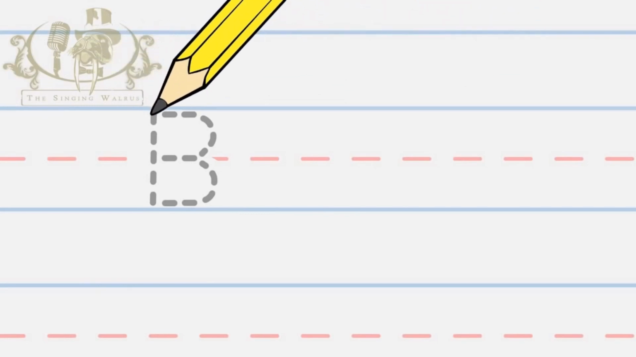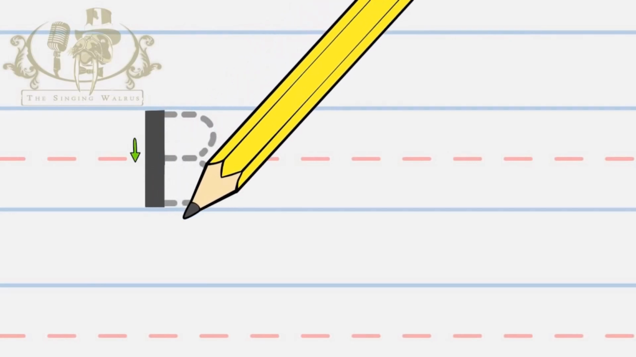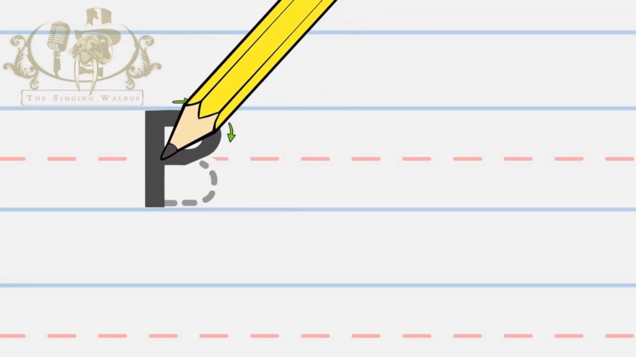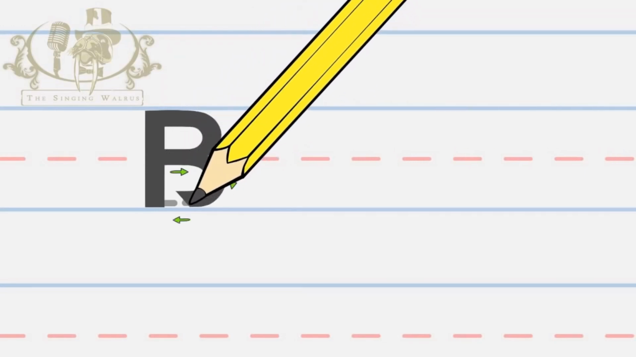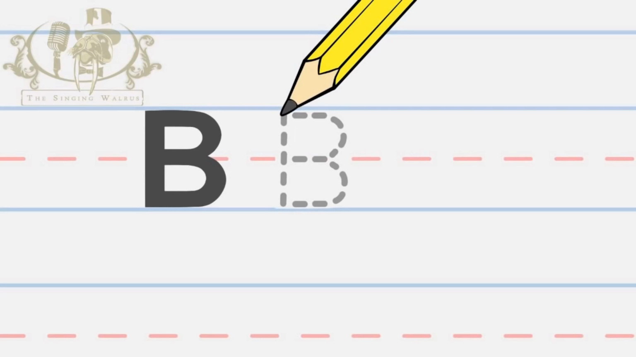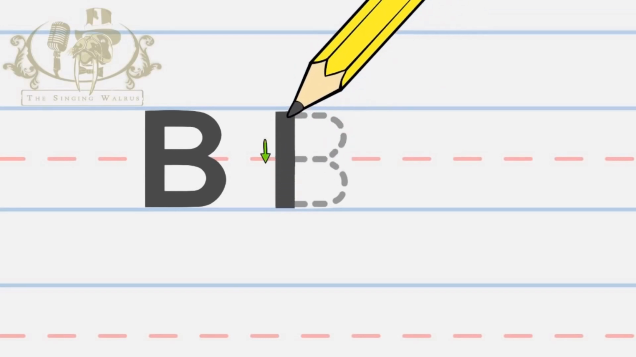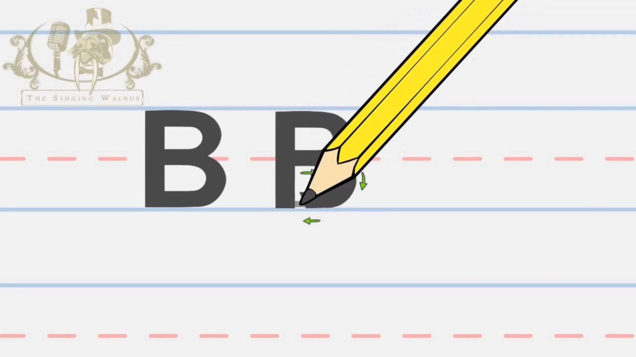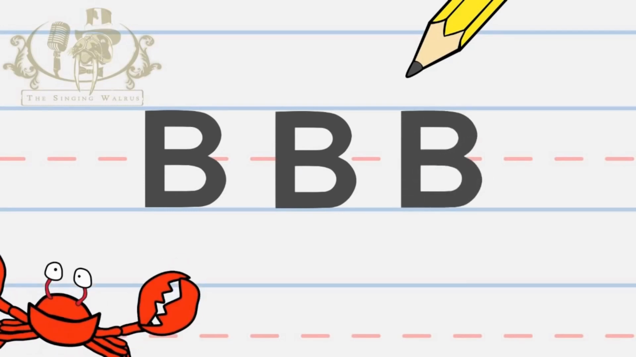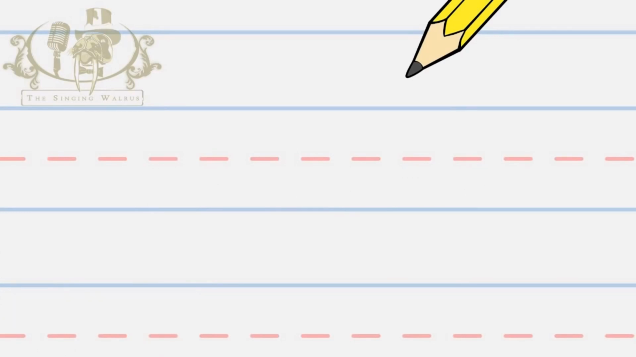Start at the top and make a line down. Go back to the top and go around to the middle. Next, go around to the bottom. Let's try it again. Down, around, around. Now you try. Now, check if you did it right. Great job! Now we're going to write the lowercase b.